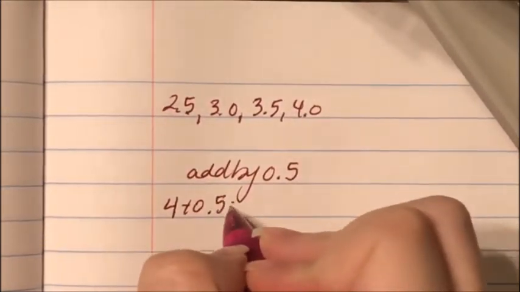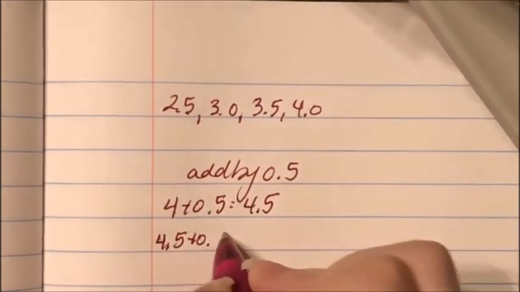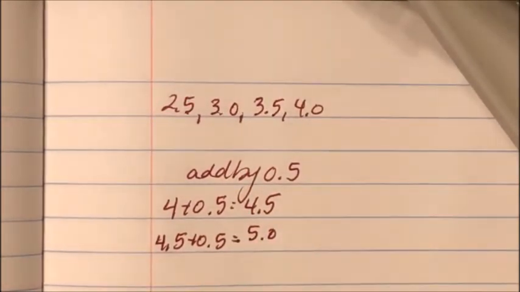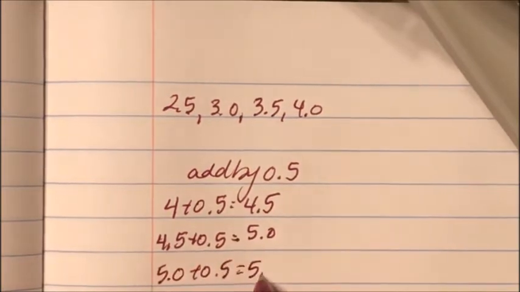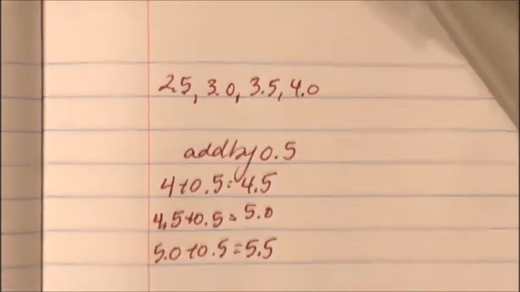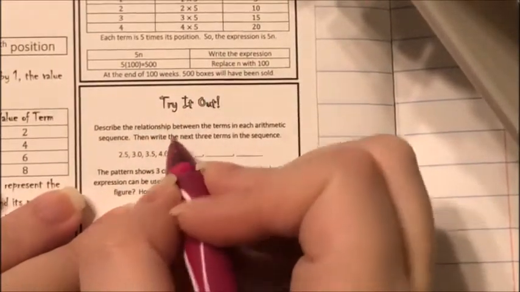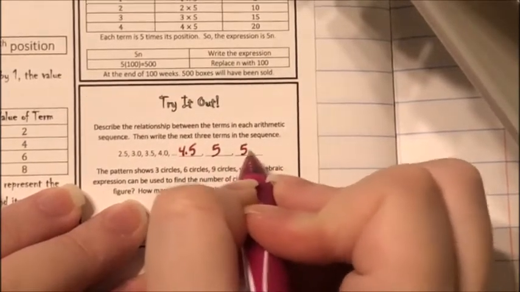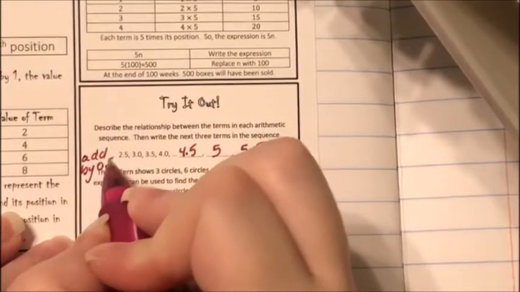So I'm going to take 4. 4 plus 0.5 equals 4.5. I'm going to take 4.5 plus 0.5 equals 5. Okay. And then 5 plus 0.5 equals 5.5. Okay. So my next 3 terms are 4.5, 5, and 5.5. Okay. And I add 0.5 each time.